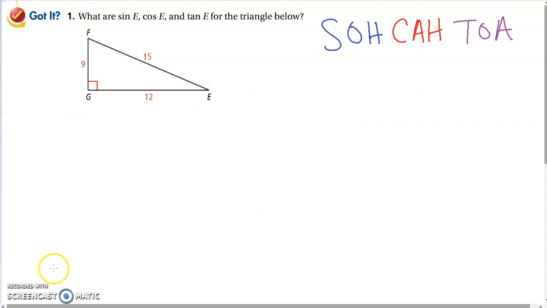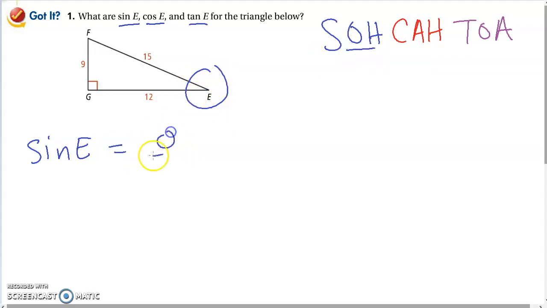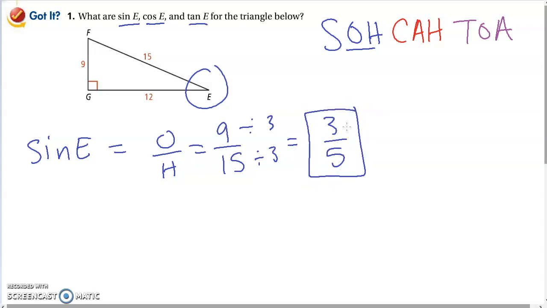Let's practice another one. Let's look at Got It question number 1, and they're asking, what are sine, cosine, and tangent for angle E? All right, so we're going to start with the sine of E. I'm going to start by circling my angle so I know which one I'm comparing. Sine is the same thing as opposite over hypotenuse. The opposite side from E is 9, and the hypotenuse is 15. Can those be reduced any lower? Yeah. I can divide them both by 3, so I get 3 over 5 is the sine of E.